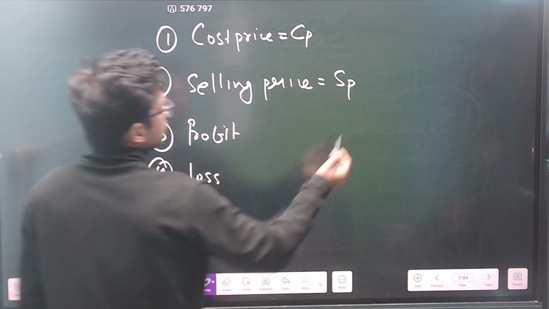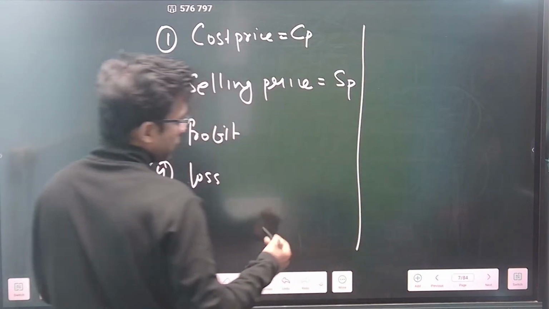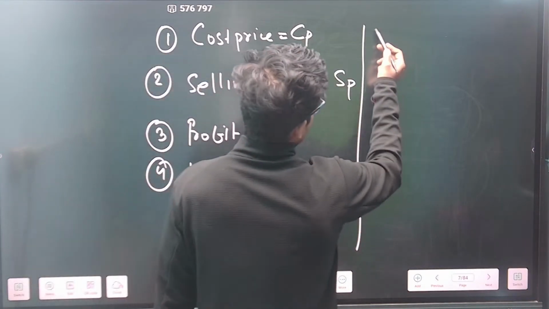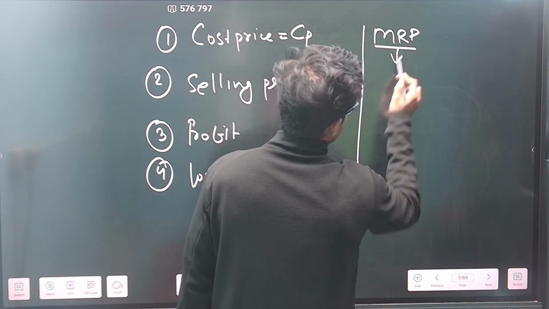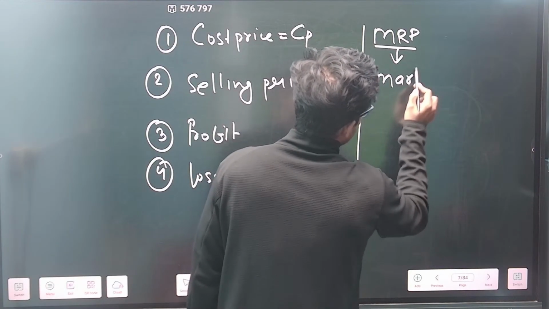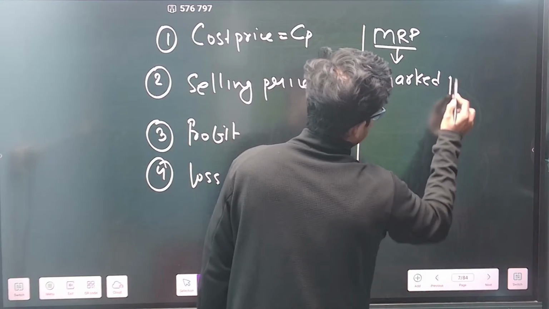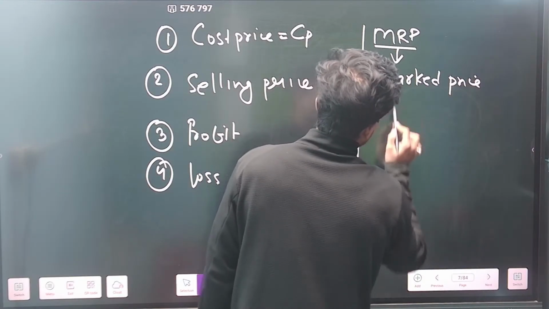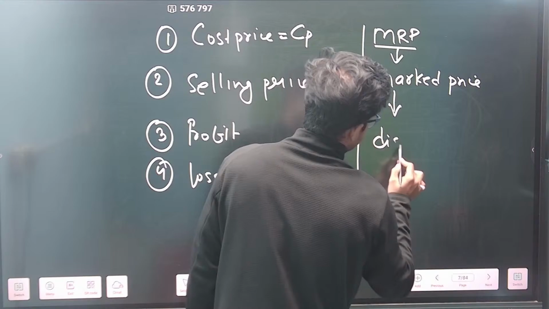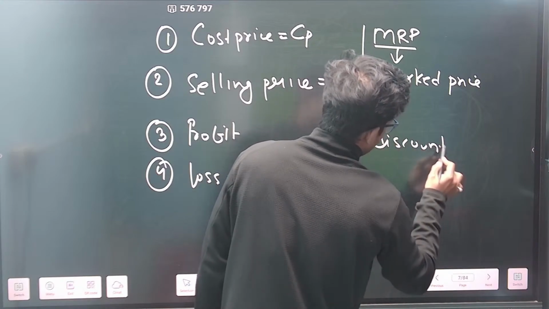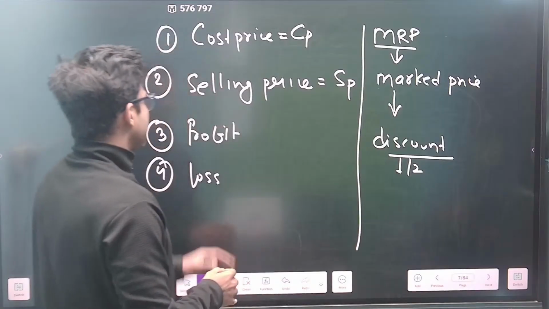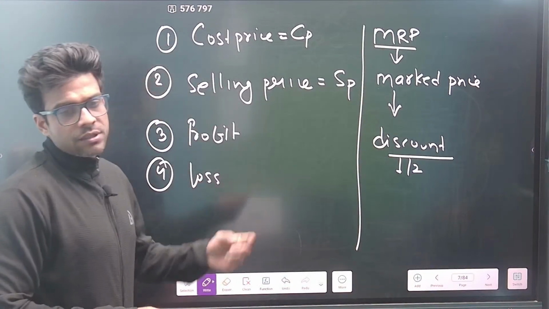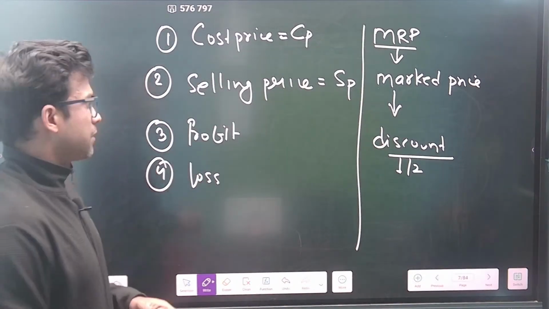Not only this much, if you go deeper, we also discuss the MRP, which is also known as the marked price. Then secondly, we go for discount. If we talk about the marked price, we will go for discount, and we can give one discount, two discounts, and so on and so forth. So these are the important abbreviations used in this chapter.